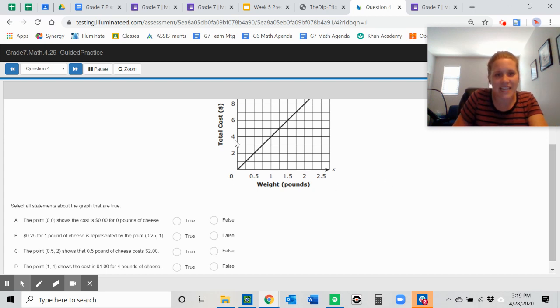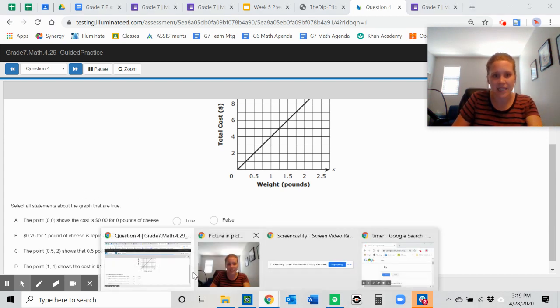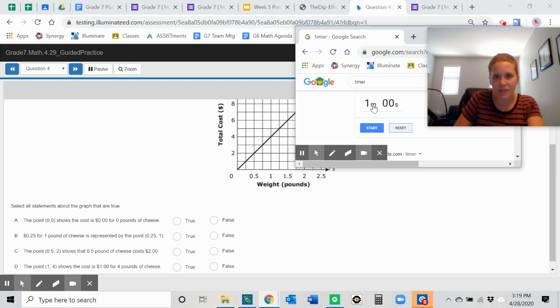Okay, so I've got weight and I've got total cost. There are 4 statements. On your paper, I want to see A, true or not true, why? B, true or not true, why? Pay really careful attention to what the x-axis represents and what the y-axis represents. All right, I'm going to give us a minute and a half for this question. Go.